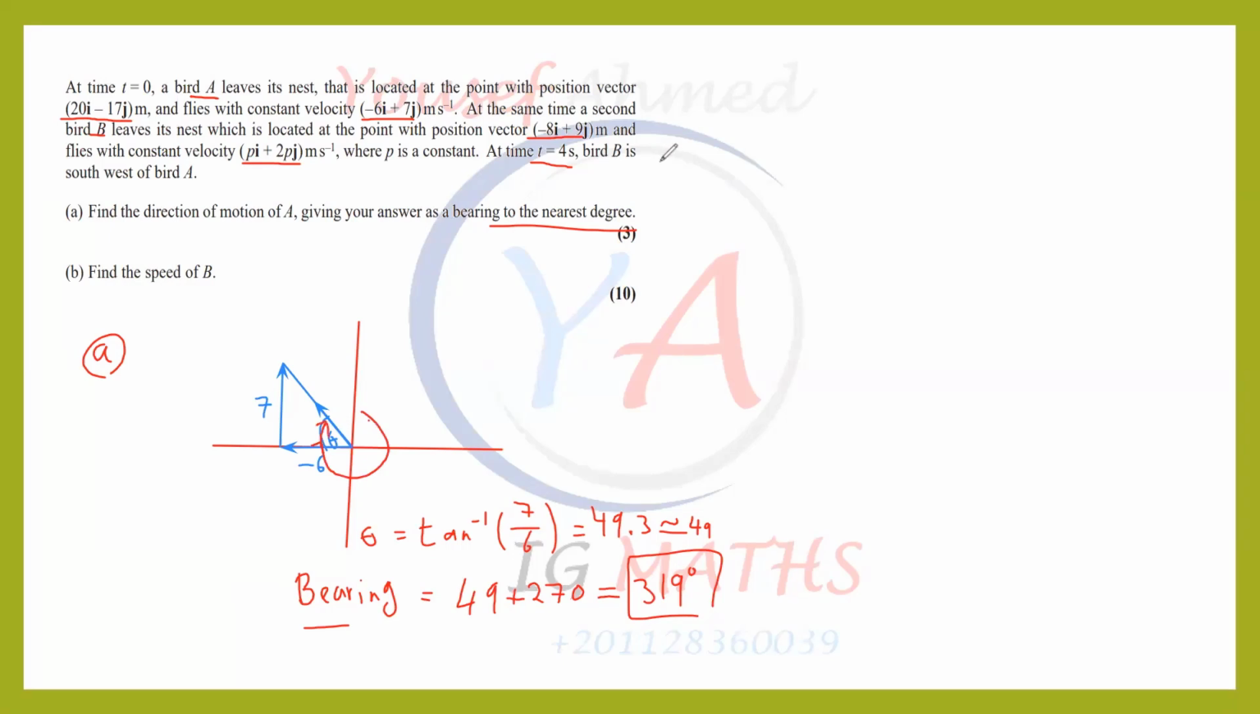Okay, so let's move to find the speed of bird B. When we're working on part B, you need to read the first part of the question very carefully.